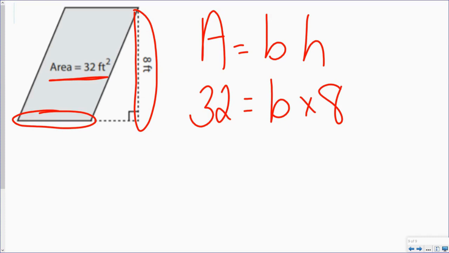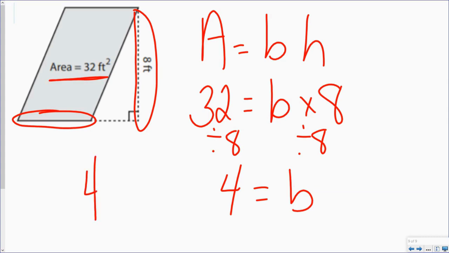Need to take care of the inverse. So we have divide by 8, divide by 8. And when I take 32 divided by 8, I get 4 equals my base. And I'm dealing with feet, so my base would be 4 feet long. And again, I'm not going to square that because I am only finding the length of my base.